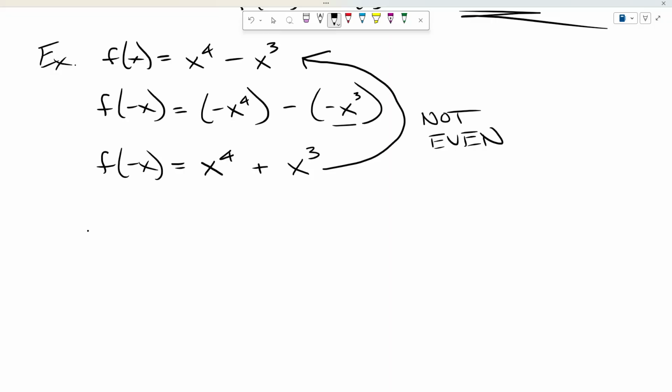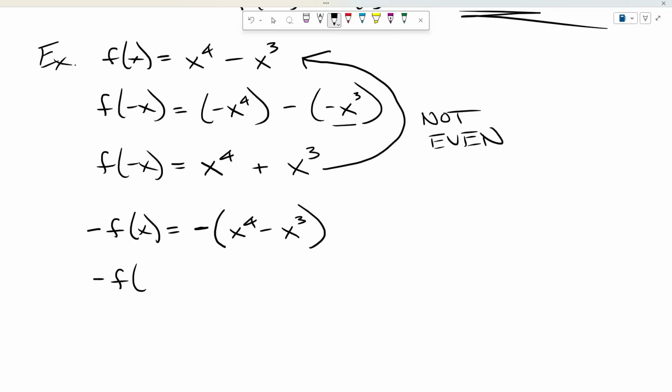So we need to figure out what negative f of x is. So again, throw the negative out front and then put it in parentheses. f of x was x to the fourth minus x to the third.